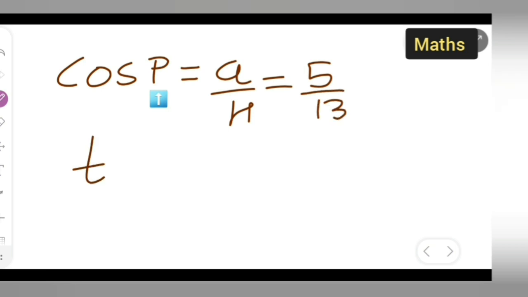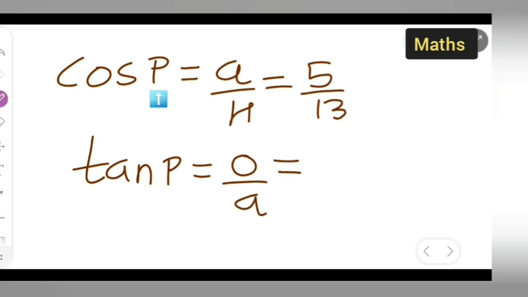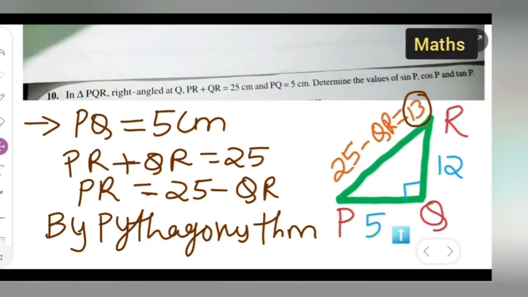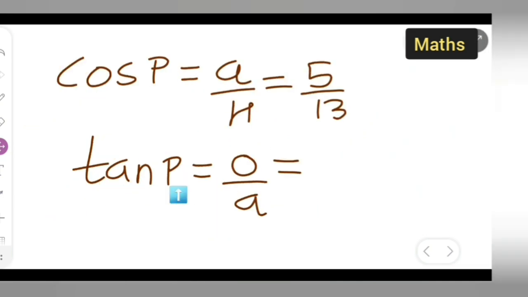Next what we have is tan P, which is equal to opposite upon adjacent. Now what is the opposite of P? Opposite of P is nothing but QR, that is 12, and adjacent of P will be 5. So it is 12 upon 5. So I can just take down 12 upon 5.